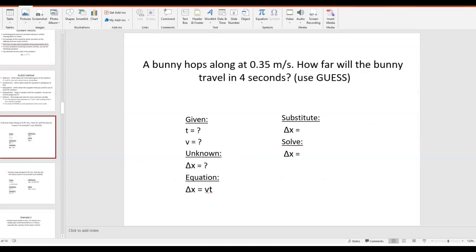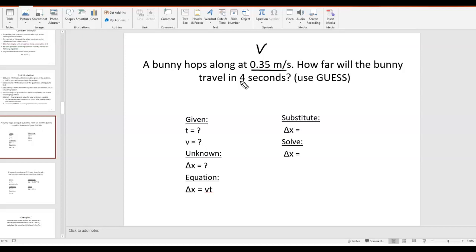Okay, so a bunny hops along at 0.35 meters per second. How far will the bunny travel in 4 seconds? Okay, so the first thing I do is I underline anything with numbers. And then I look at the unit, meters per second. Think to yourself, what has units of meters per second? The only thing we've seen that has meters per second as a unit is velocity. So I'm going to label that as v.